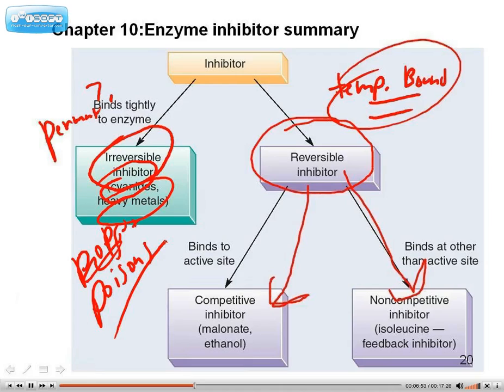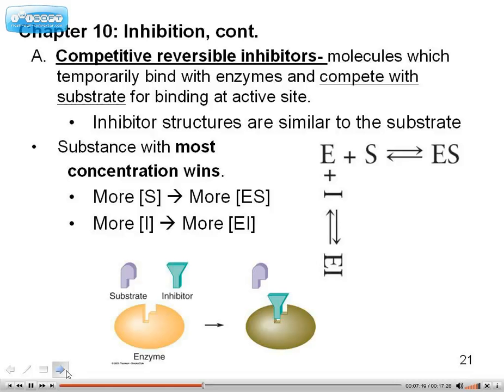Cyanide, for example, is a great example of an irreversible inhibitor. It actually locks on to oxidation reduction enzymes, which are responsible for making ATP. So if it kills those enzymes, you can't make the ATP, and then the cell basically runs out of portable power. So now we've covered irreversible, we covered reversible. I've gone into detail on competitive and non-competitive. Here are examples of competitive reversible inhibitors. In this case, both the substrate and the inhibitor are competing for the active site.